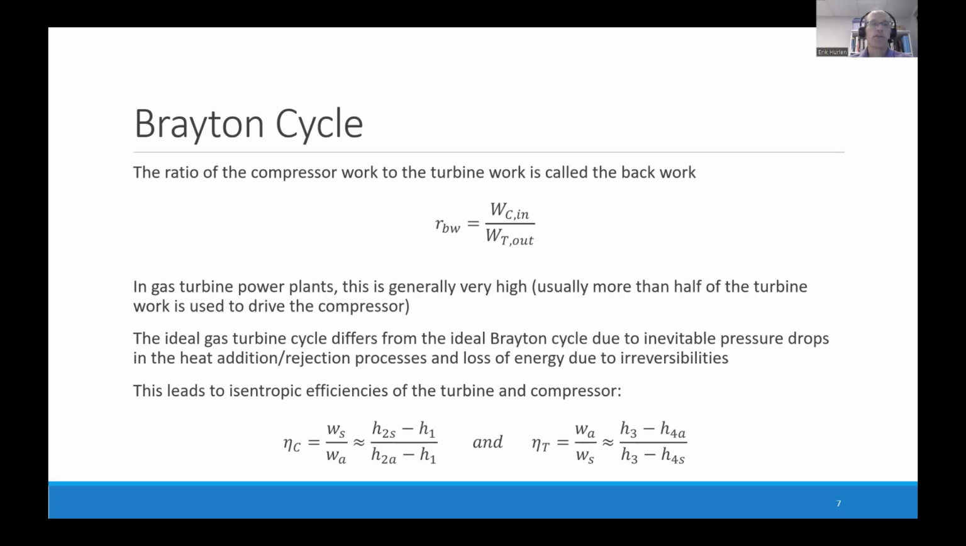This leads to isentropic efficiencies for the turbine and compressor. For the compressor, η_C equals W_S over W_A, the isentropic work in over the actual work in, which can be approximated by the enthalpies between states 1 and 2. For the turbine, η_T equals W_A over W_S, the actual work out over the isentropic work out, which again can be approximated by the enthalpies between states 3 and 4.